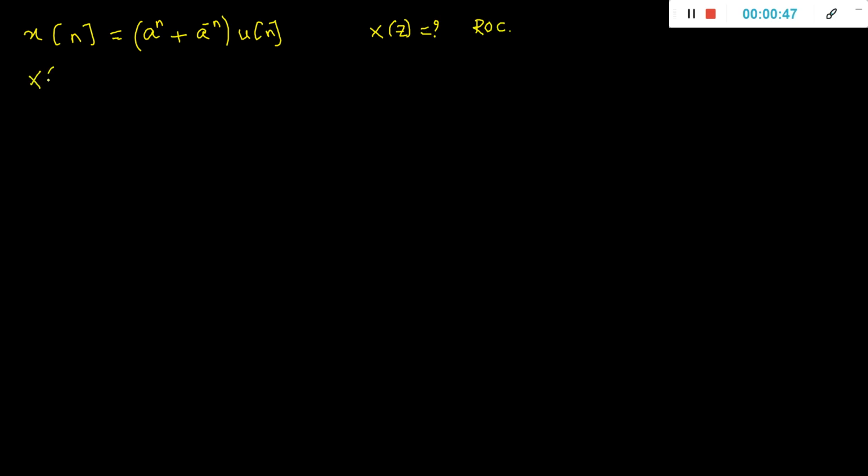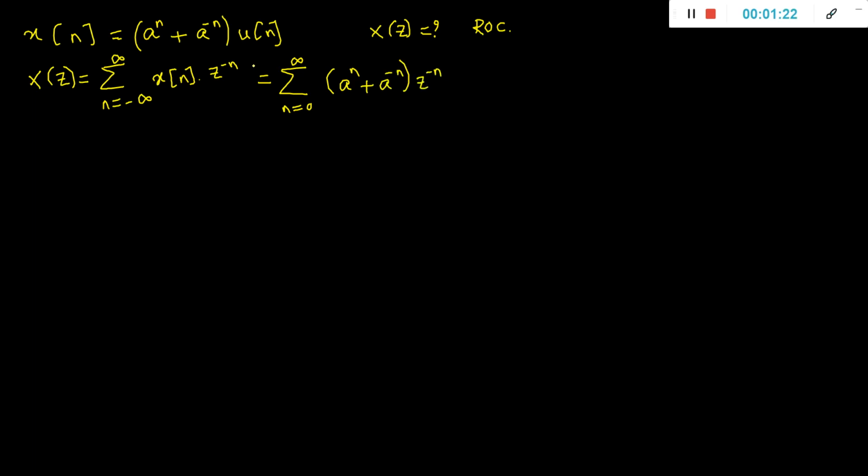So we know that the defining equation is X of z is equal to summation n is equal to minus infinity to plus infinity x of n times z raised to minus n. If I look at x of n, it has a u of n term, so it is going to exist from n is equal to 0 to infinity. The value of x of n is a raised to n plus a raised to minus n, and then z raised to minus n. It's very important for us to know that a is given as a real number.